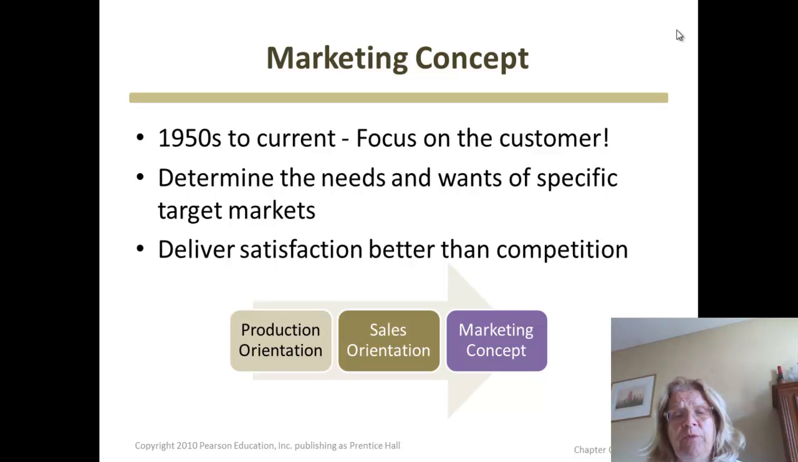Rather than focus on what can be manufactured, the focus shifts with the marketing concept to what consumers prefer. It became a time to put the customer first and to understand their needs and wants. With this information, marketers can deliver satisfaction to their target markets. We are still remaining focused on the marketing concept today, as marketers become more sophisticated in understanding the consumer and in delivering products that meet the consumer needs.